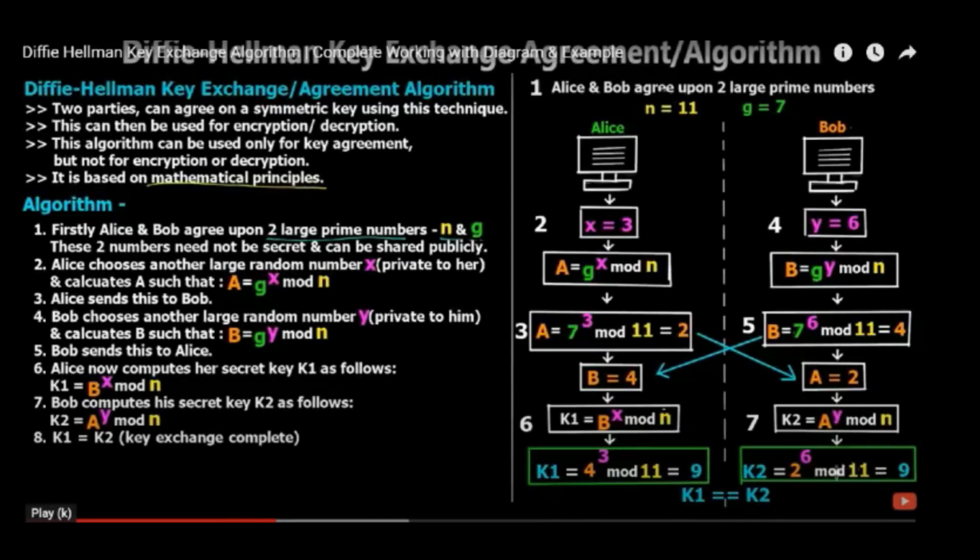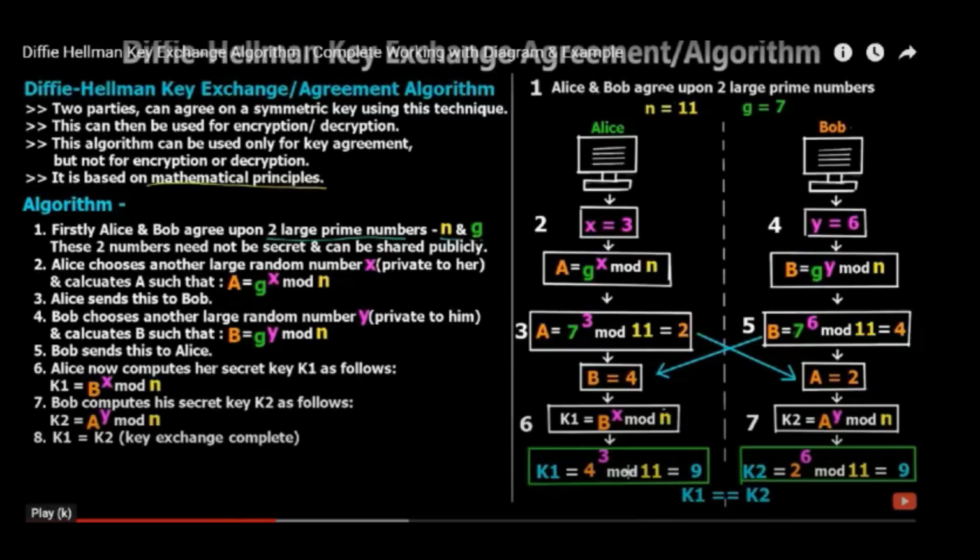So here, what is the value of A? A is 2, so 2 to the power of 6. 2 to the power of 6 mod 11 is going to be 9. So both K and K2 are going to be the shared key. Now they are going to exchange the data. After this, all the data will be encrypted by using K, that means K1 or K2.